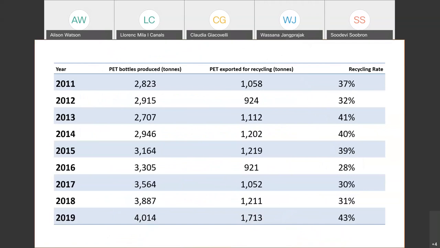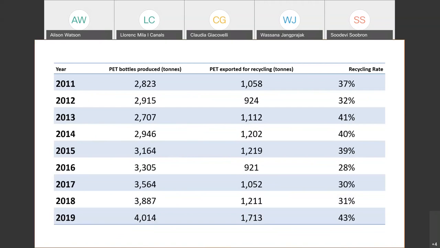So you will see the progress that has been made. Not much progress: only 43% of used PET bottles were collected for recycling, and this is not much. We want to have a higher percentage of PET bottles collected and sent for recycling. Next slide.